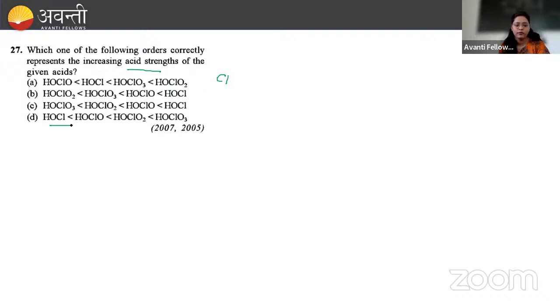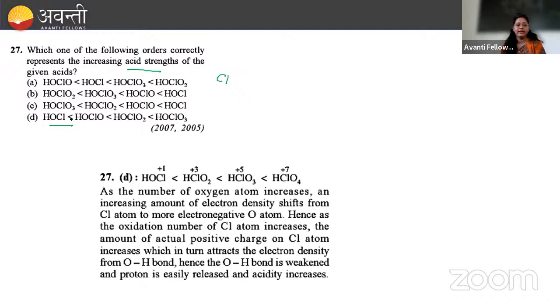Look at option D. HOCl, HOClO2, HOClO3 and HOClO. So the oxidation number of every chlorine atom present centrally is going to increase. As the number of oxygen atoms increases, an increasing amount of electron density shifts from the chlorine atom to the more electronegative oxygen atom. Hence the oxidation number of the chlorine atom increases and the actual positive charge on the chlorine atom increases, which in turn attracts the electron density from the OH bond, and hence the OH bond is weakened as the proton is easily released and acidity increases.